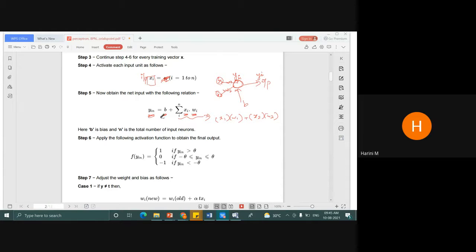Now, what do you have to do? The next part is the activation function. On top of this y in, you are going to apply the activation function. That is what is given here. So based on the threshold value, I'm going to calculate the output. If y in, the calculated value, is greater than the threshold value, then your output is going to be 1. Else, it's going to be 0. You have the third condition also, -1 here. It depends. So this is the calculation part.